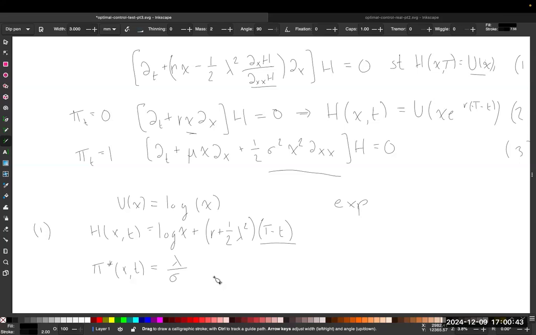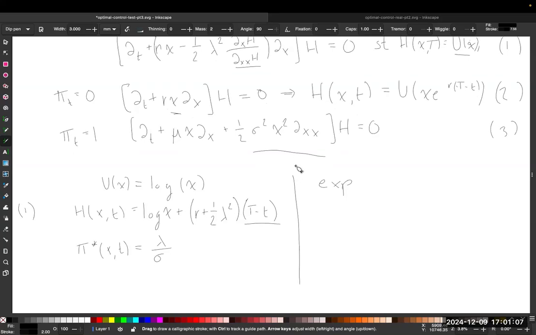This is still case one with log utility. It's the nonlinear Hamilton-Jacobi-Bellman equation with log utility. It's kind of satisfying working through this proof, but we do not have time today.